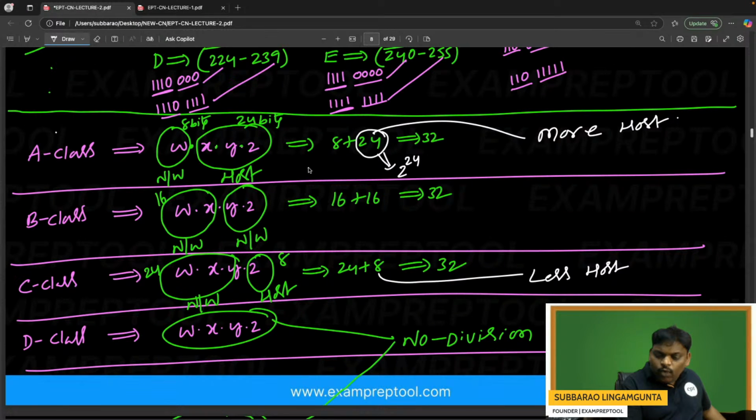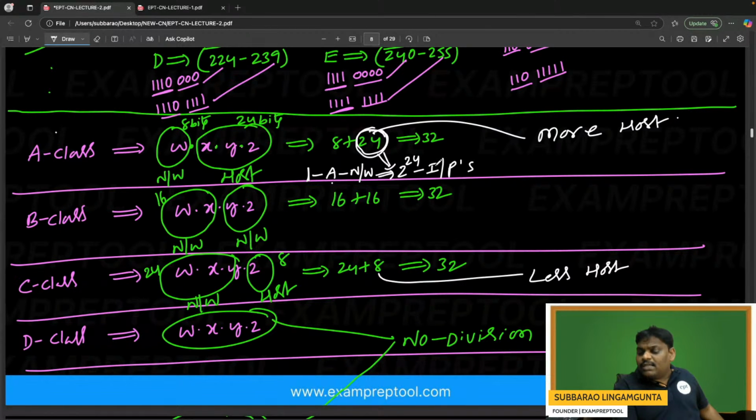See this one. One class A network has 2 power 24 IPs. These many IPs are possible in one class A network. Because the 24 bits are there, 2 power 24 possibilities means 2 power 24 IPs are possible.